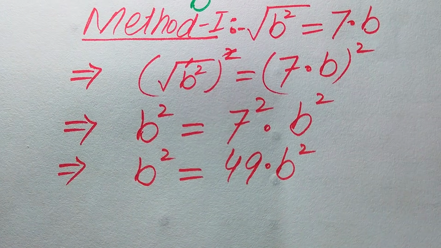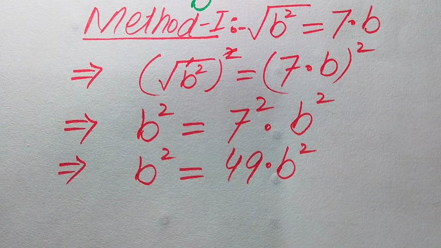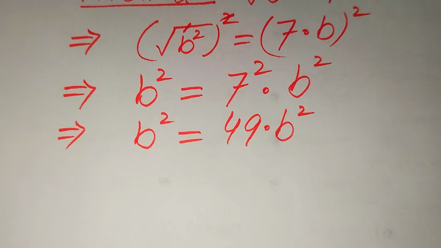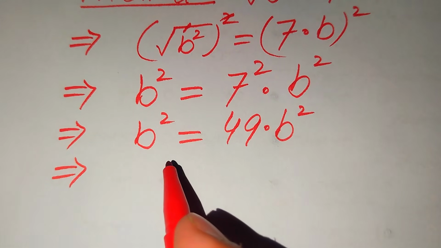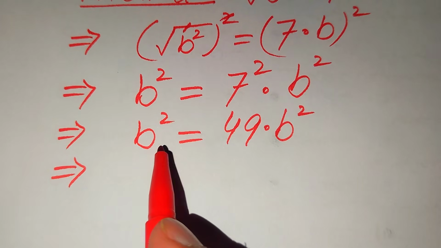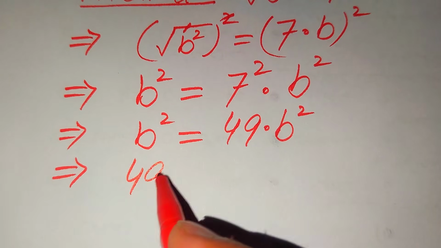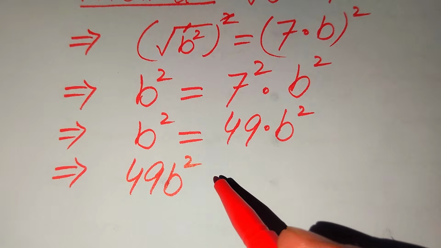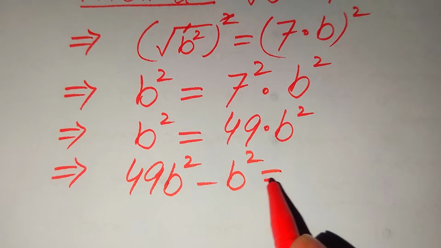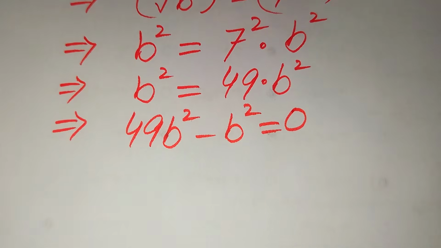Now, in order to move further, you should remember one thing: first we find all the roots of this equation, and at the last we verify which of the roots are solutions and which of the roots are extraneous roots. So now we move this b squared to the right hand side. This is positive b squared, and when we move it to the right hand side it becomes negative b squared.